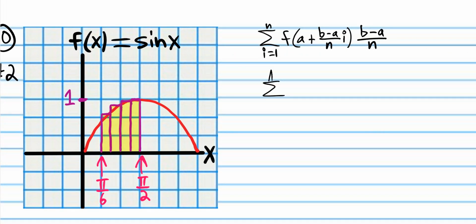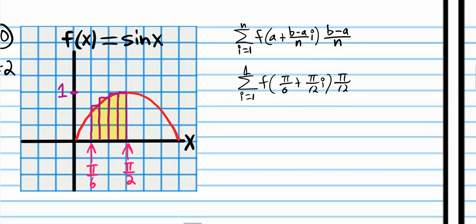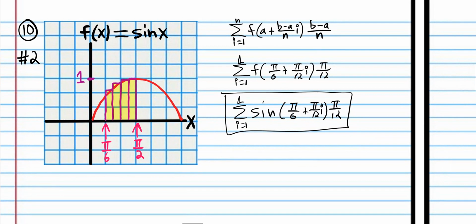So this is going to be very similar, almost exactly the same as the other formula. We have pi over 6 for A, and we can just write pi over 12 because we've already done this. Pi over 12. The only difference is instead of I minus 1, you have I. That's pretty much it. And so we're going to replace that with sine of pi over 6 plus pi over 12 i times pi over 12. There you go. That's it.